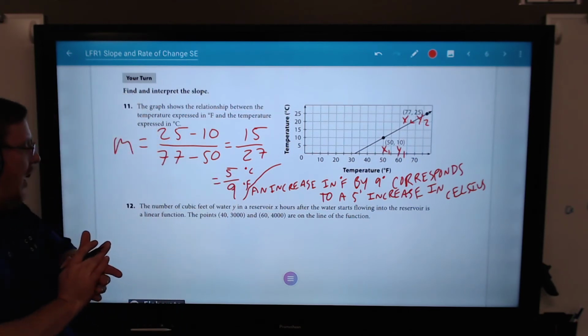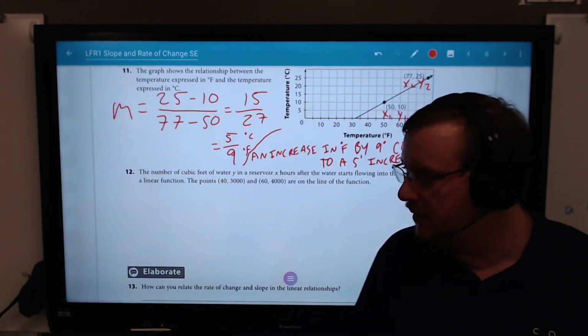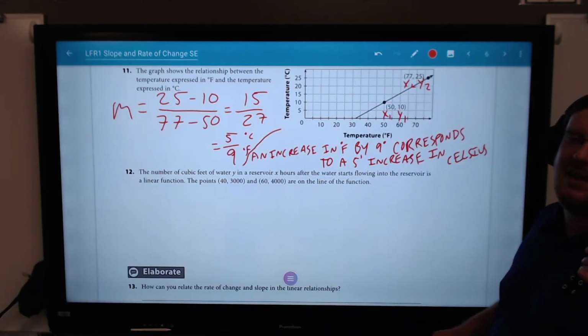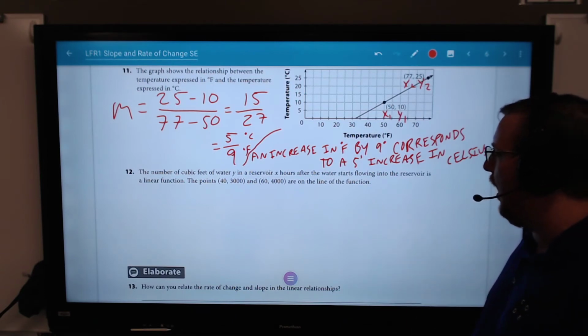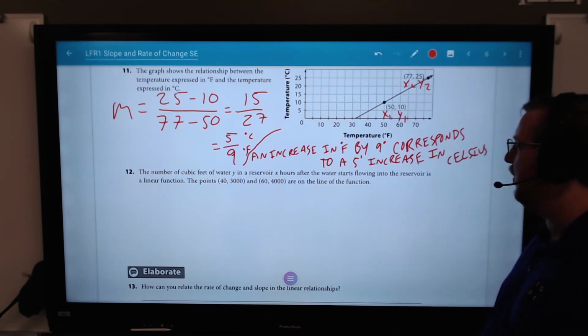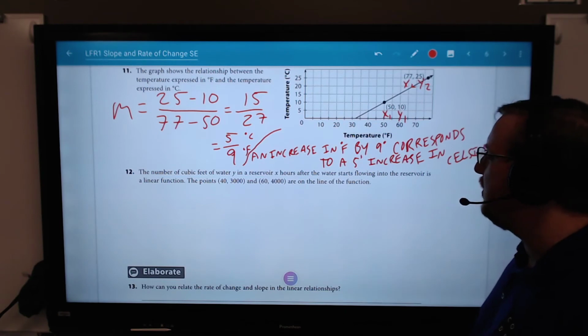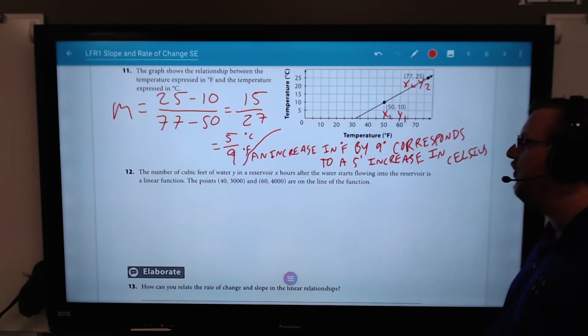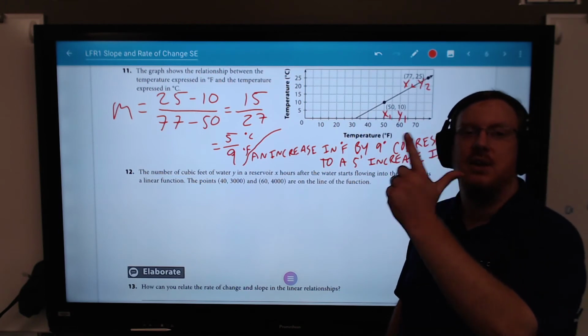So let's talk about the next one, because in theory, you've already done it. If you haven't, pause it, do the next one too. The number of cubic feet of water, y, in a reservoir x hours after the water starts flowing into the reservoir is a linear function, a linear line. The points (40, 3,000) and (60, 4,000) are on the line of the function. So we need to find the slope and then interpret that slope.